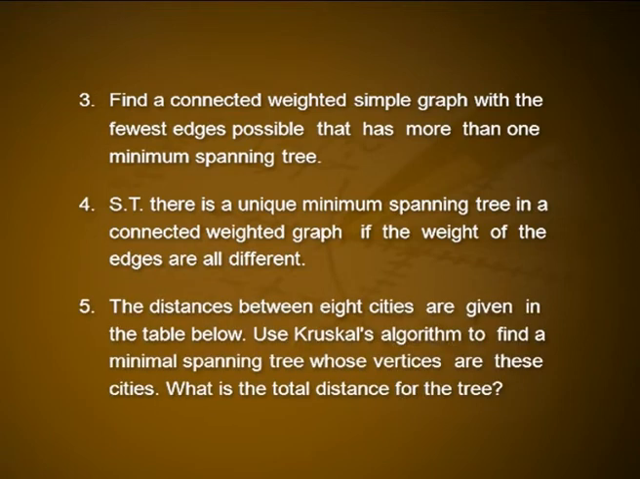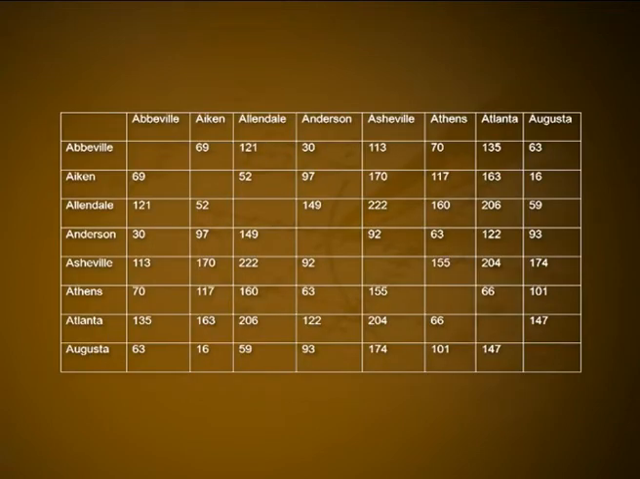Fifth one, the distances between 8 cities are given in the table. Use Kruskal's algorithm to find a minimal spanning tree whose vertices are these cities. What is the total distance for the tree?